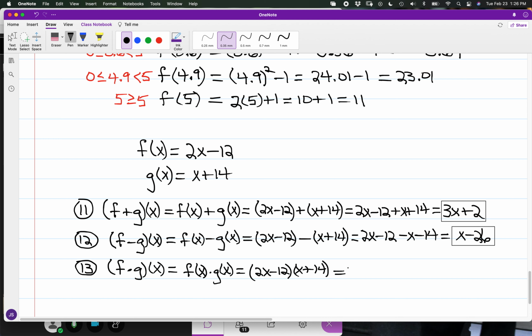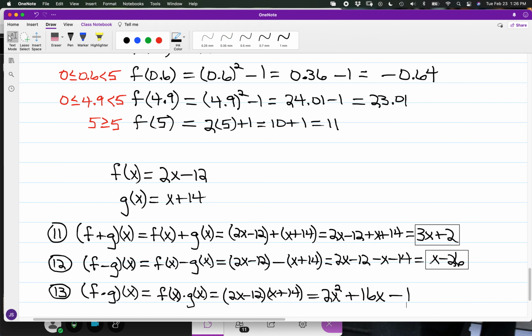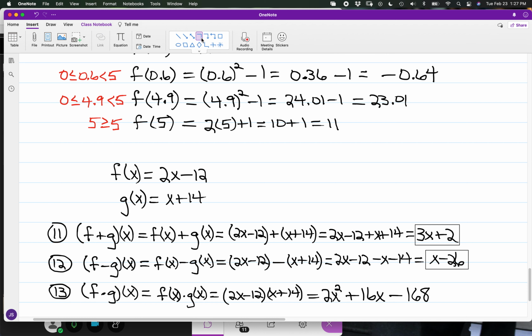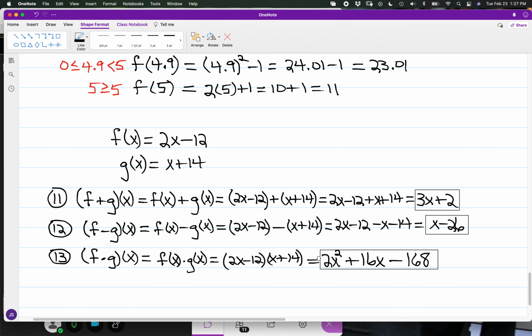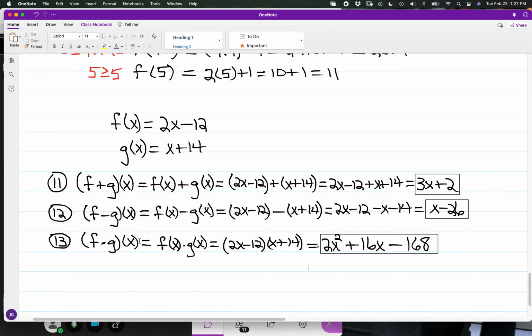Okay, so you have 2x squared, and you're going to have plus 28x, and you have minus 12x. So 28x minus 12x, that's going to leave us with 16x. And the last product, okay, we have a highly negative value, so that's going to be minus 168. Okay, now, again, the sum, difference, and product functions, they're all going to have the same domain.